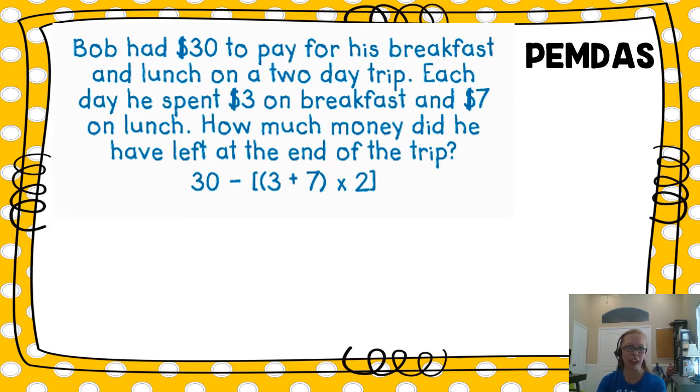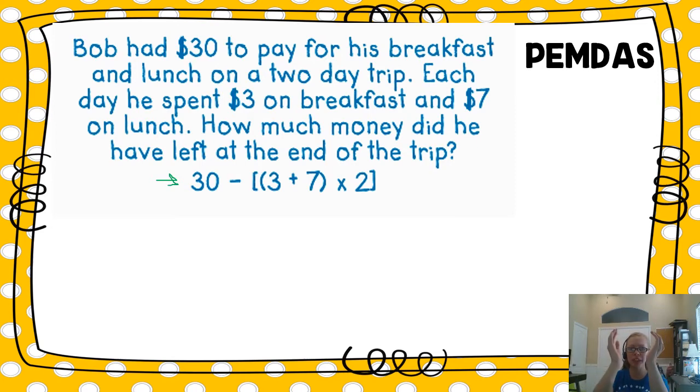Bob had to pay $30 for his breakfast and lunch on a 2-day trip. Each day he spent $3 on breakfast and $7 on lunch. How much money did he have left at the end of the trip? We need to use our order of operations here. So this problem can be written out as this expression here.